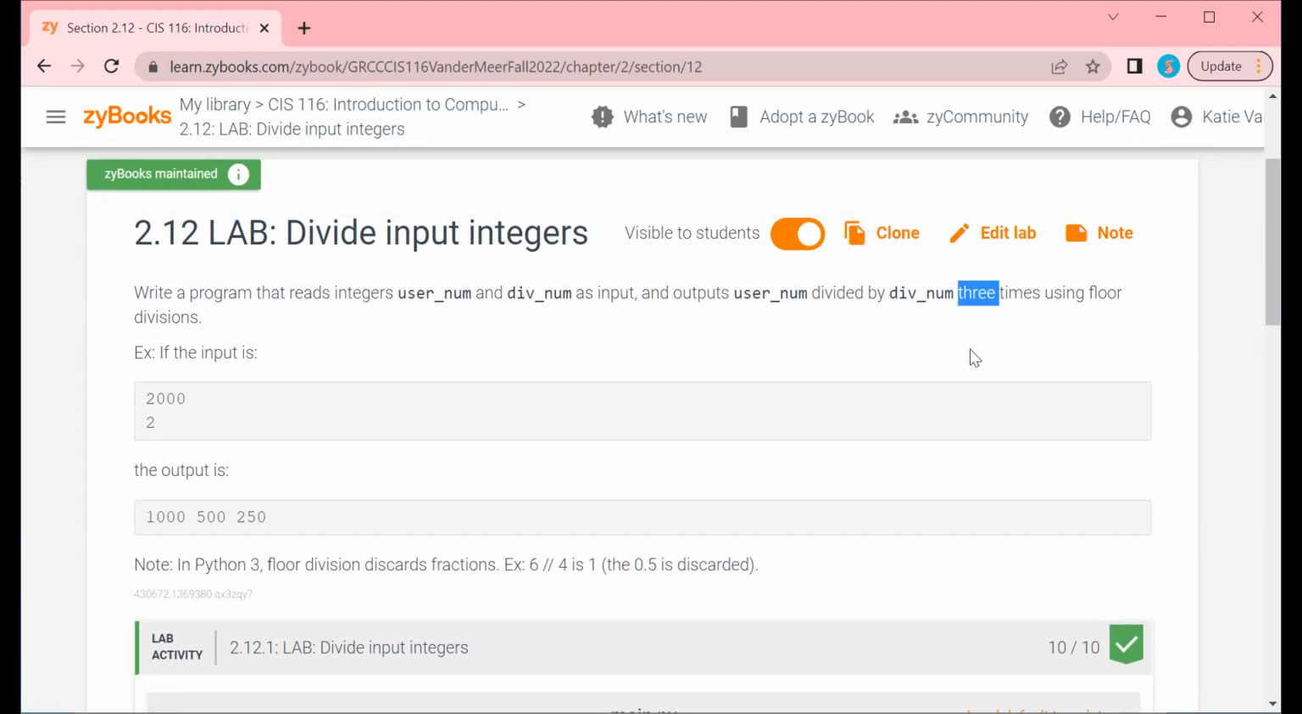Using floor division. Oh, how did I know it wanted me to print that 3 different times? Yes, I used this instead of like a numeral 3. I used my output as a guide to figure out what they were talking about. Because here there's 3 outputs. I see. And it says output user number divided by division number 3 times. So I look at my output and I have 3 times the output.